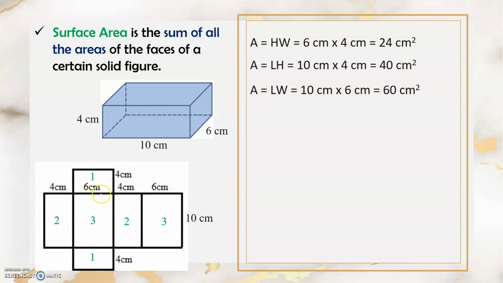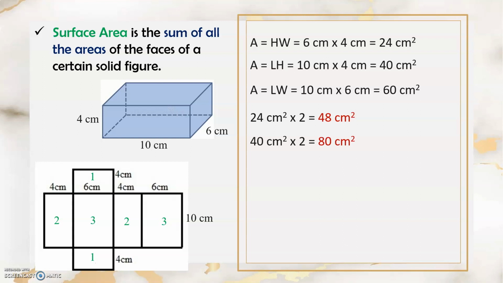Okay. So once you already found out the area of the three different faces here, we just have to multiply each by 2. Okay, so the area of this face here is 24 square centimeters. Multiply it by 2 because we have two of those rectangular faces, and that will give us 48 square centimeters.